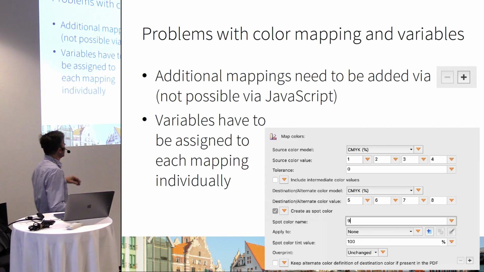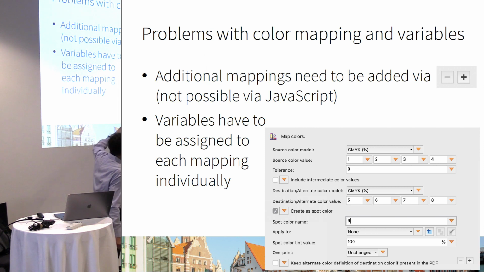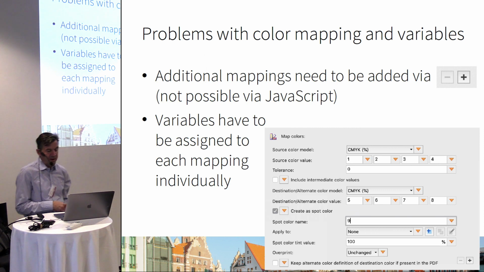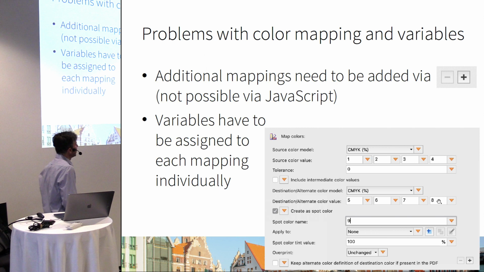This is the UI for map colors, and basically what you do is you define the source color and the destination color, and then in this example it would convert cyan 1, magenta 2, and so forth to a color with 5, 6, 7, and 8. I have just used these numbers so that we can see that at minimum you would have 8 different values here. If you want to create a spot color, you would have 9.